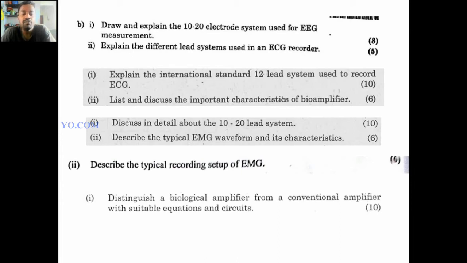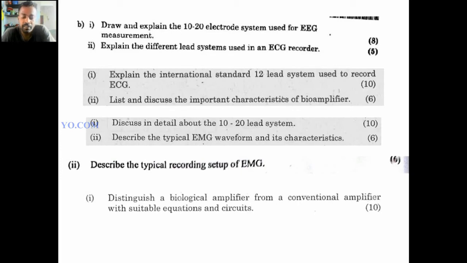So you have to differentiate the bioamplifier and the normal conventional amplifier by using some suitable equations, that means CMRR equations. Okay, gain equations, right. These equations are included in this question. So here, conventional amplifier and differential amplifier or instrumentation amplifier, you have to make a comparison. The comparison consists of CMRR, input impedance, output impedance, gain, bandwidth, then frequency response. Okay, these are the things that should be considered in the differentiation.